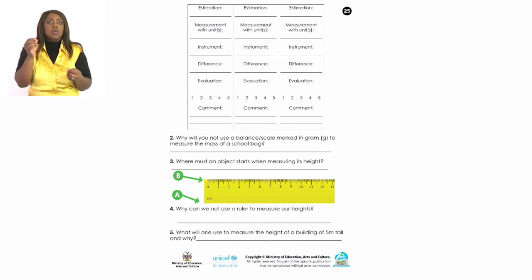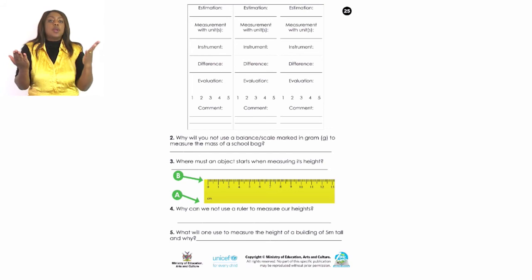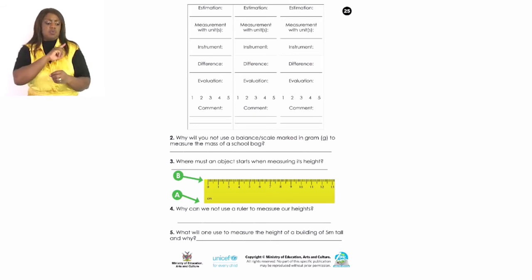Number 3, where must an object start when measuring its height? Where should you place an object on whatever instrument that you have to measure? Number 4, why can we not use a ruler to measure our height? Why do we have to use a measuring tape or a meter stick?